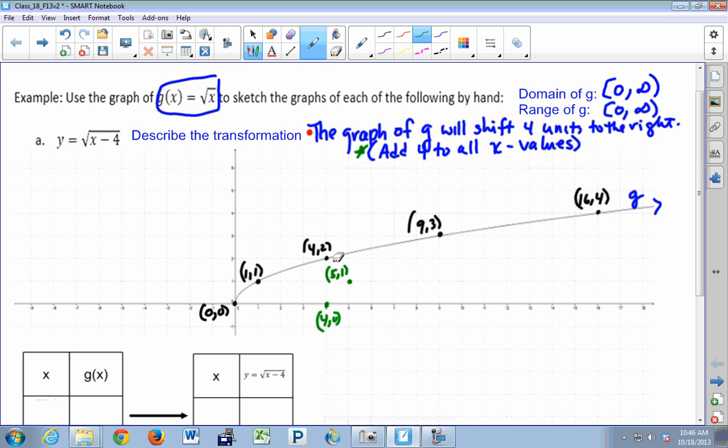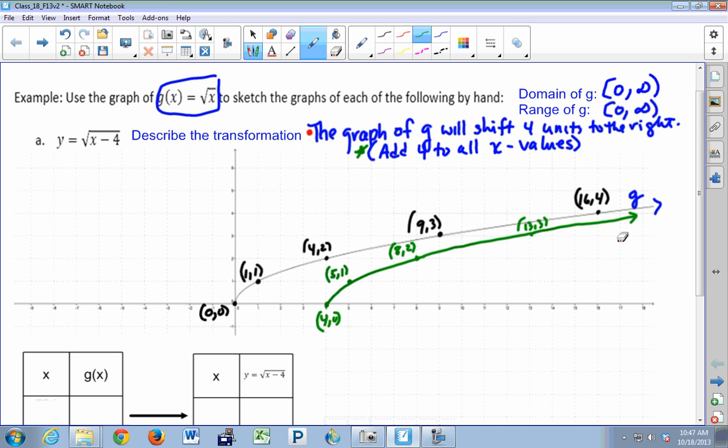And I'm going to take my point 4, 2 and I'm going to move it 4 points to the right and I will be at 8, 2. And I'll do one more. Let's do 9. 9 moves 4 points to the right, and I'll be at 13, 3. That's enough to get a quick sketch of my new function, my transformed function. Okay. So now I just connect my points, and I go in the same direction as my parent function. And there it is. Okay, that's my transformation.